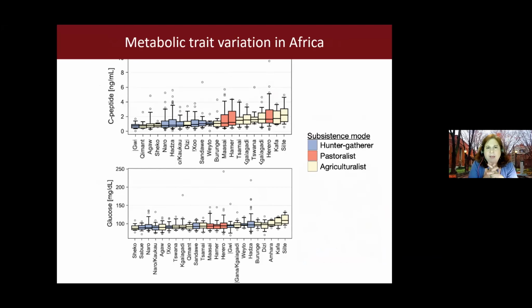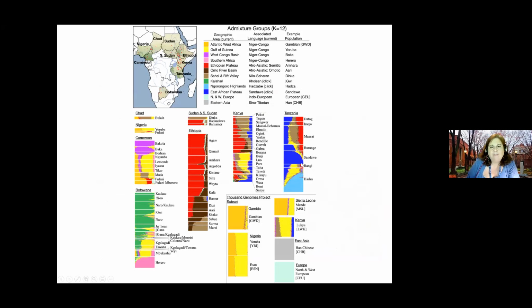And then if we look at metabolic trait variation like C-peptide or glucose levels, again, we're seeing a similar trend, tends to be lower in the hunter-gatherers and higher in the food-producing groups. So then what Matt did is he inferred genetic ancestry, which is indicated by these different colors.